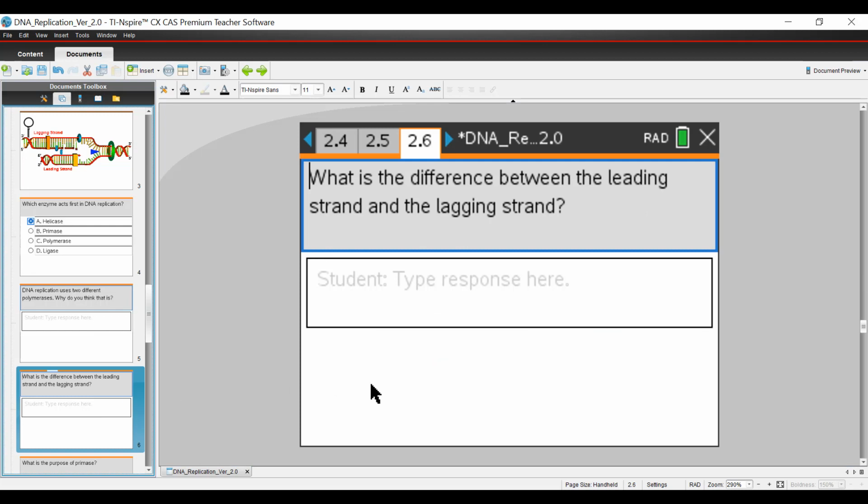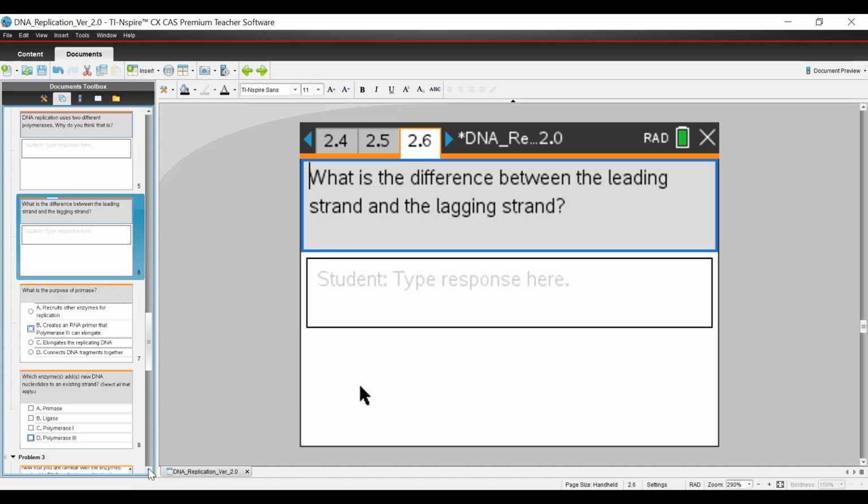2.6, what's the difference between the leading strand and the lagging strand? We talked a lot about this already. Leading strand moves in the direction of the replication fork. Lagging strand moves away from the replication fork. The leading strand, because it moves in the direction of the replication fork, can add long, continuous chunks of DNA. Whereas the lagging strand, that's not the case. We have to go with shorter chunks of DNA because it's moving away from the replication fork.